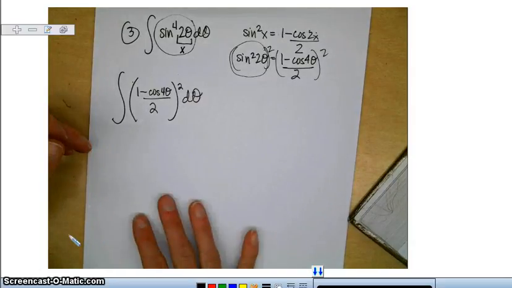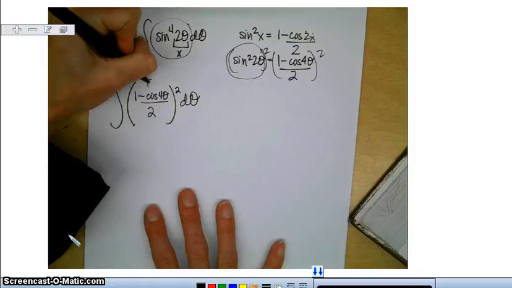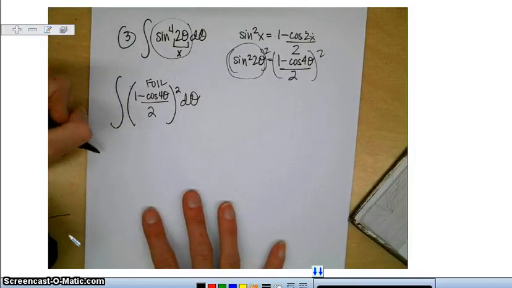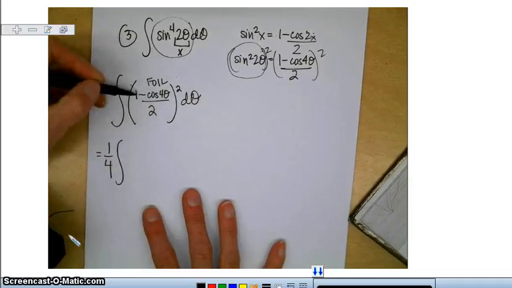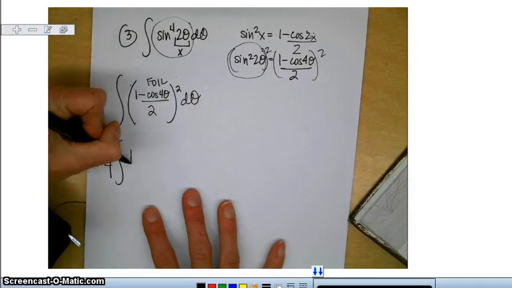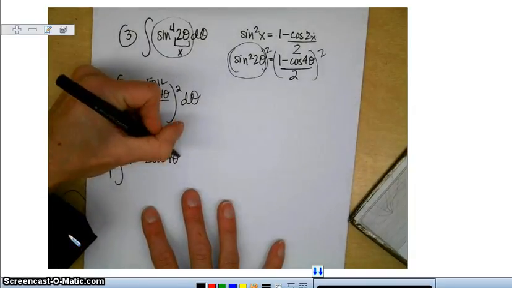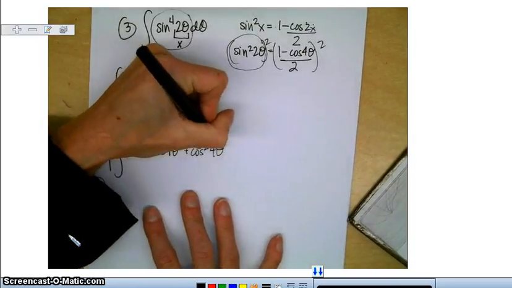Square the top and bottom. How about we square the top and bottom? So I'm just going to use FOIL on the top. And if I square the bottom, what number can I pull out in front of my integral? So I'm going to pull out a 1/4. And then I'm going to FOIL that. So 1 times 1 is 1. Minus 2 cosines of 4 theta. And then plus cosine squared of 4 theta d theta.